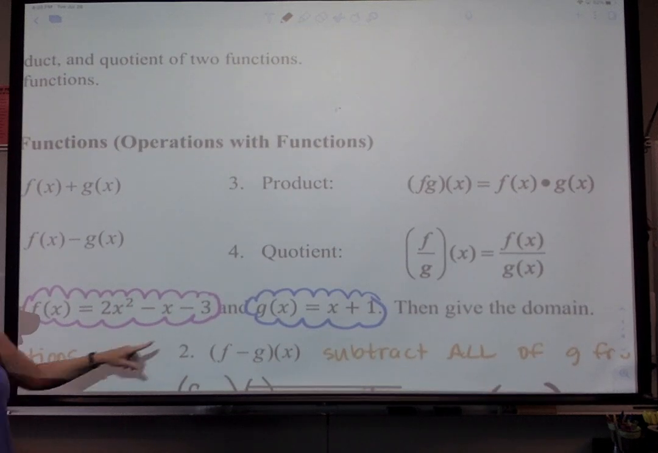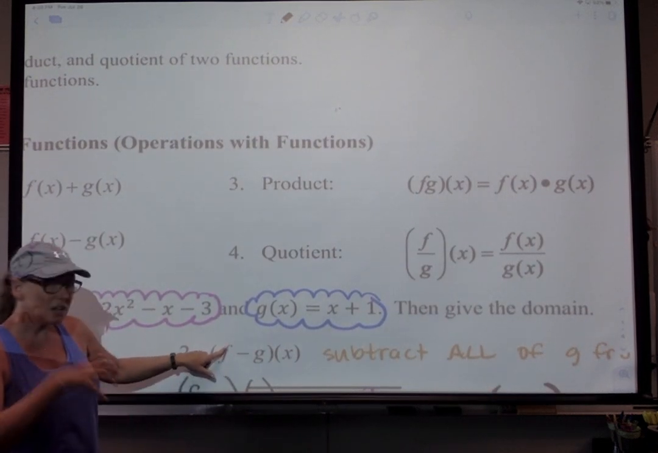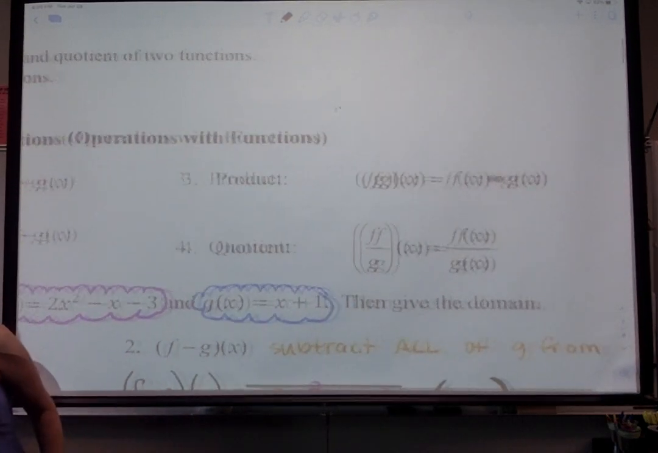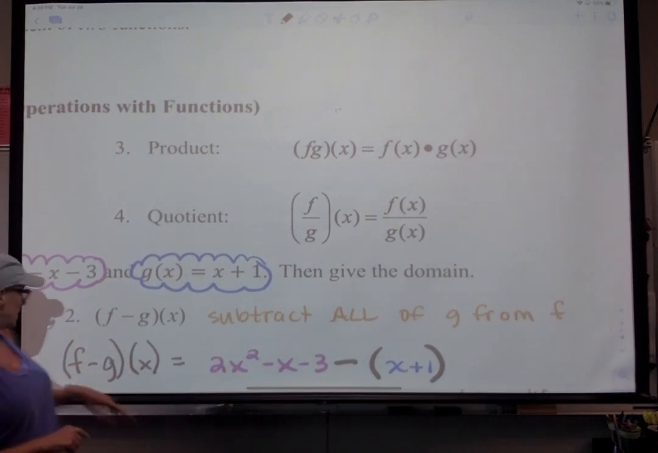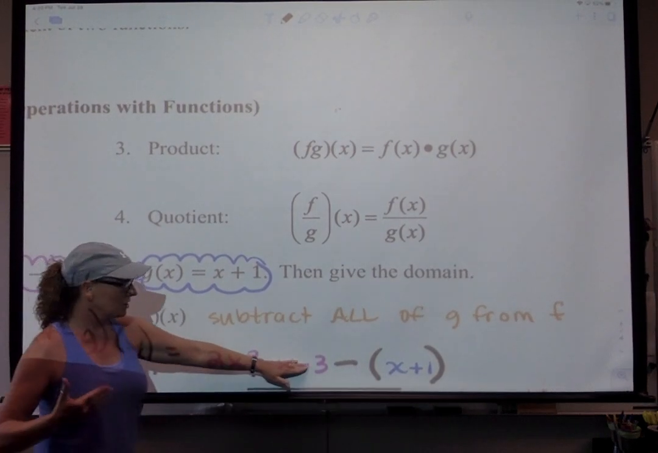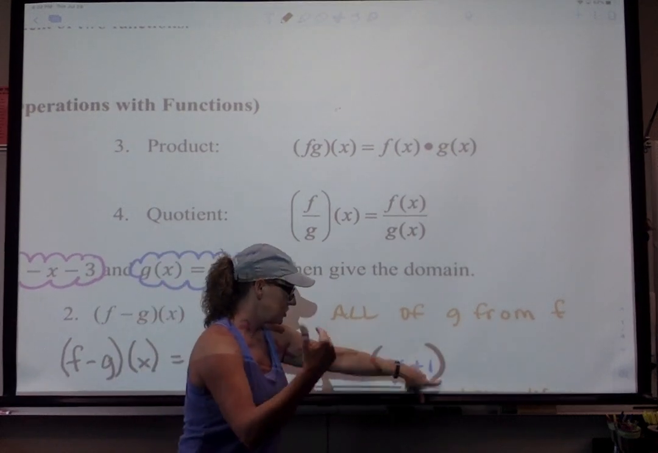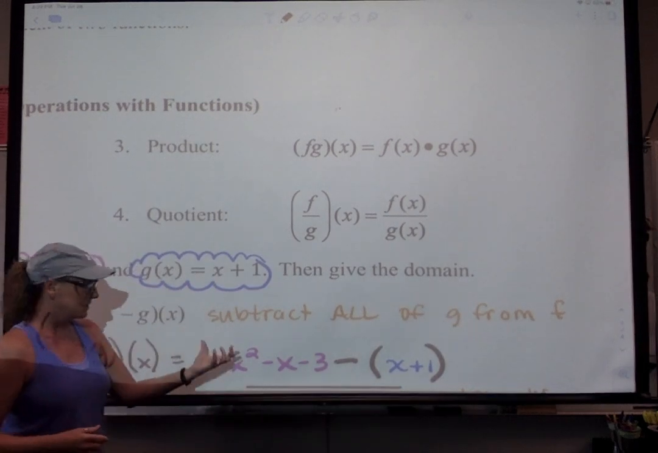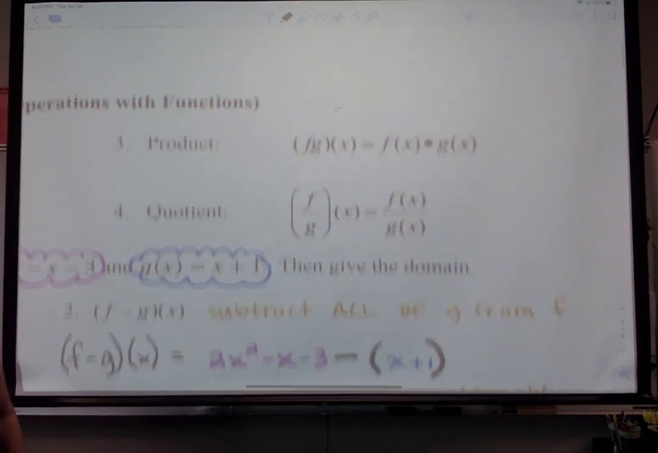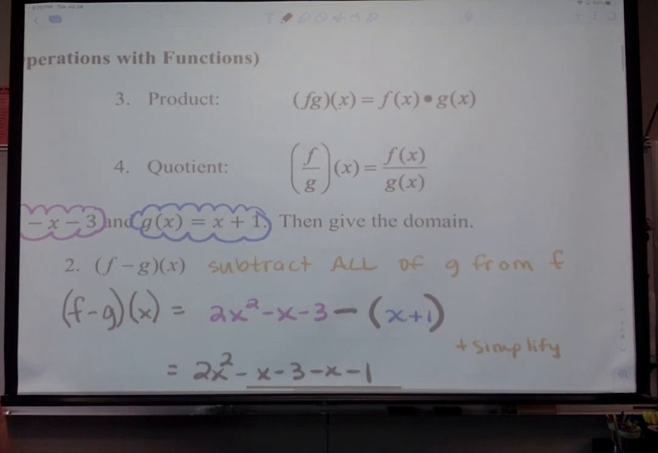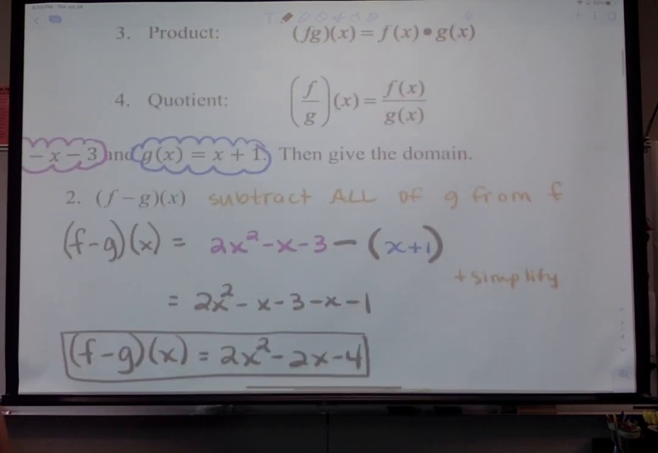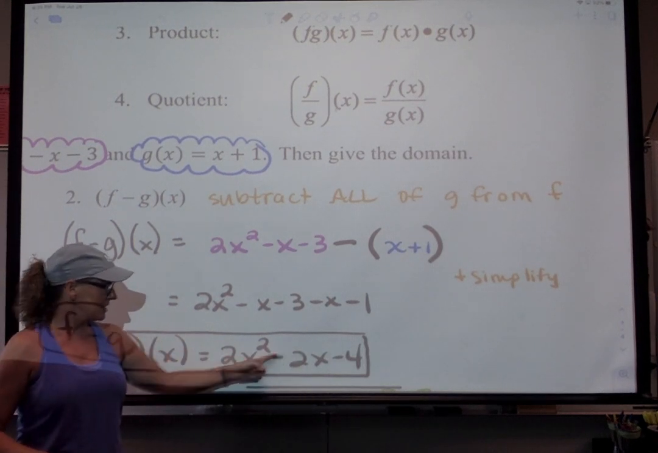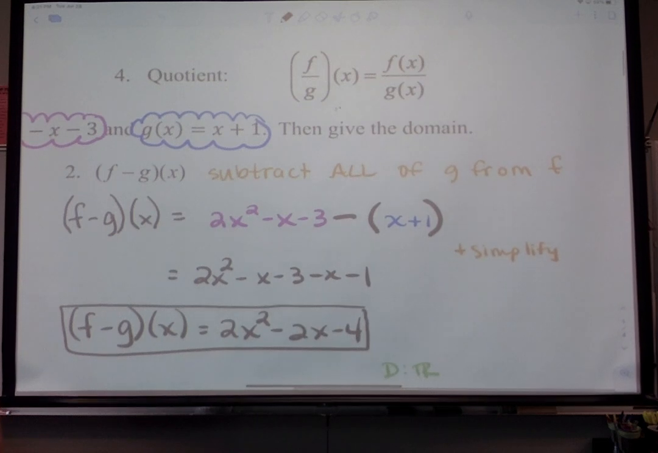Number 2 is saying take all of f and subtract all of g. So this is what it looks like. Labeled it. Here is all of f. Subtract all of g. Not just the first term, but subtract the whole thing. So I'm going to simplify it. The first thing I'm going to do is distribute my negative. And then collect like terms. And look, I've labeled my answer. Are we good on plugging anything in? Yep. Domain is all real numbers.